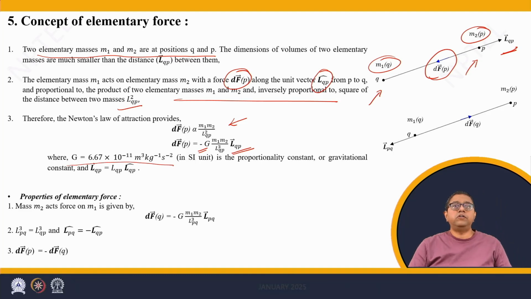G is the universal gravitational constant and is the proportionality constant for the force and the masses, where G, the universal constant, equals 6.67 × 10^-11 meter square per kg per second square.